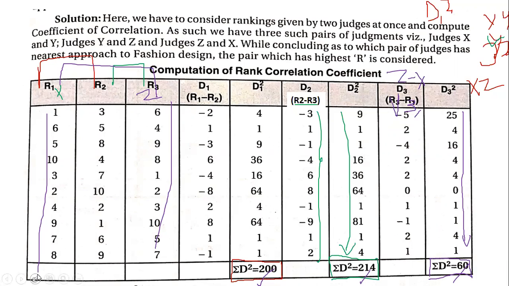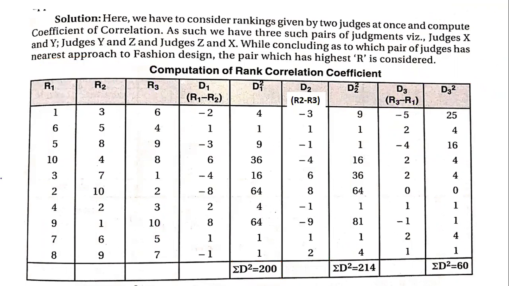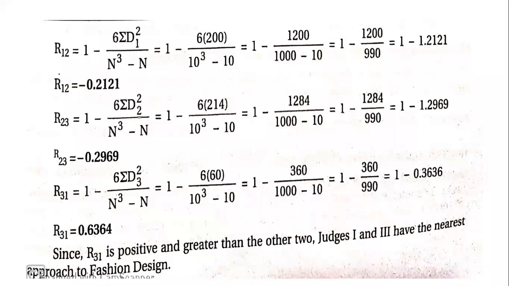So this is the table calculation for this particular question when the ranks are given. Any doubts until here? Any doubts in the table calculation? No doubts? Everybody understood?